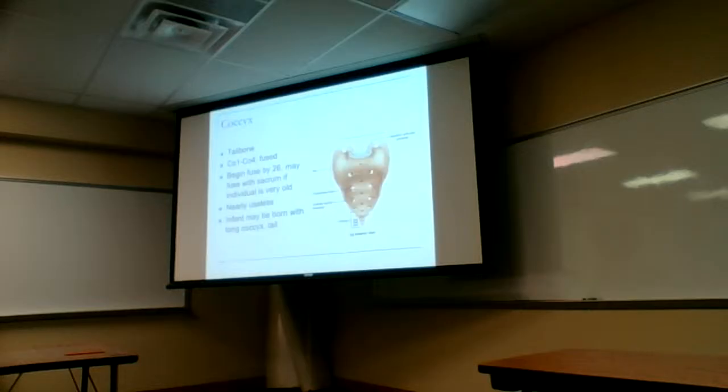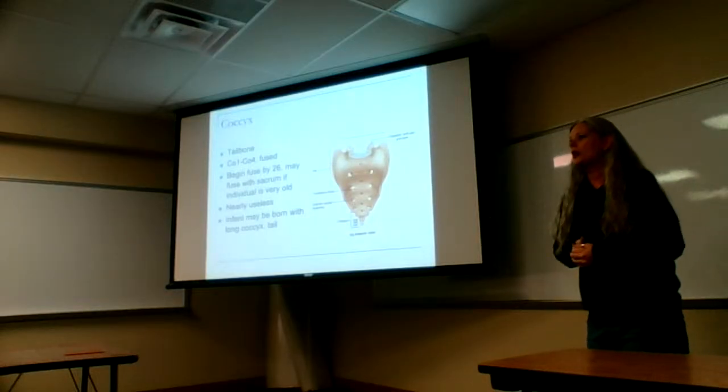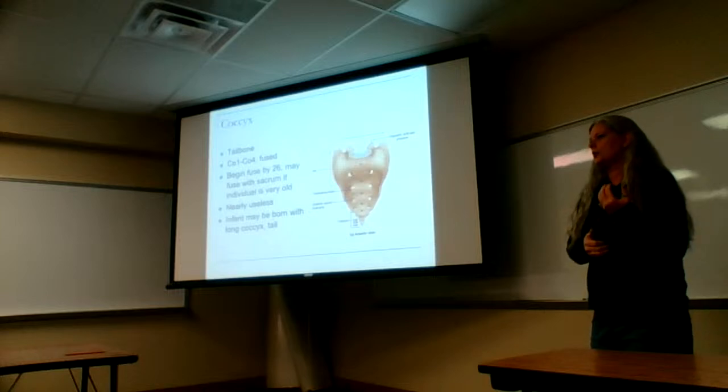All right, your coccyx, your wee little tailbone, CO1 through CO4. Now, some people will get a fifth. It doesn't do anything for you. It's just a happy accident. It's an extra, kind of like having a sesamoid bone or a sutural bone. So it doesn't really do a whole lot for you.